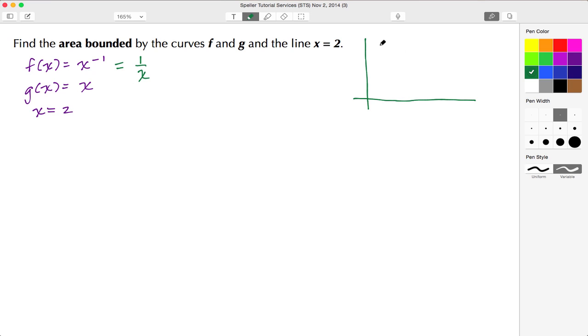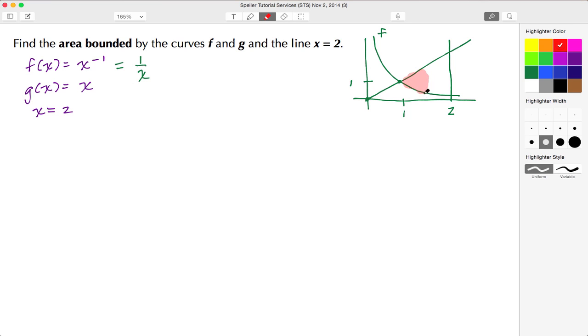Let's go ahead and create a quick little drawing of what we have here. We know that when the x value is 1, the y value is also 1 for the reciprocal function f. We know that for function g, the x and y values are going to be the same. So we have an intersection here at 0, 0, and we also have a point here at 1, 1. And lastly, we know that when x equals 2, we have a vertical line that goes through the x-axis at position 2. So the area in question is here.